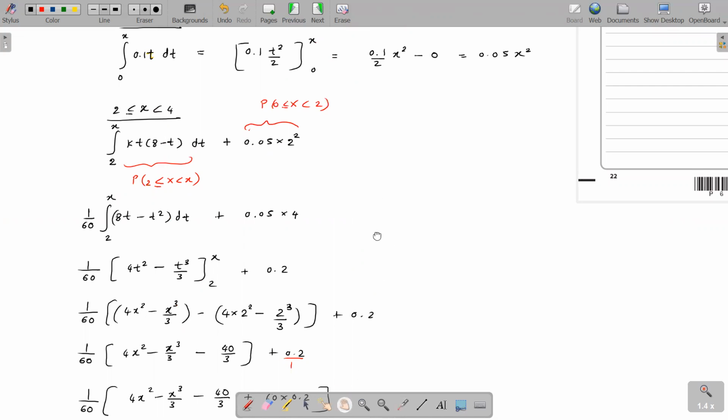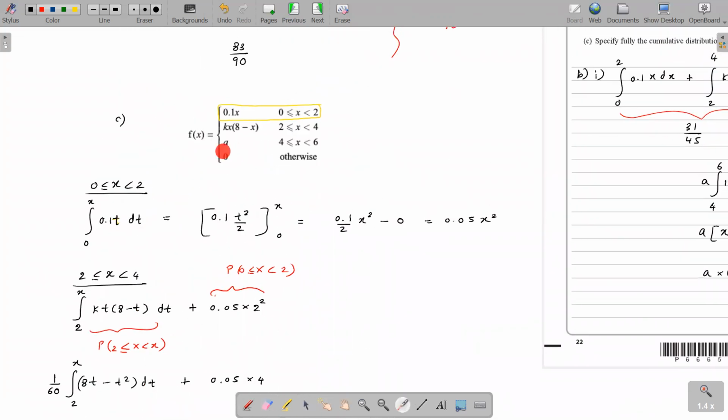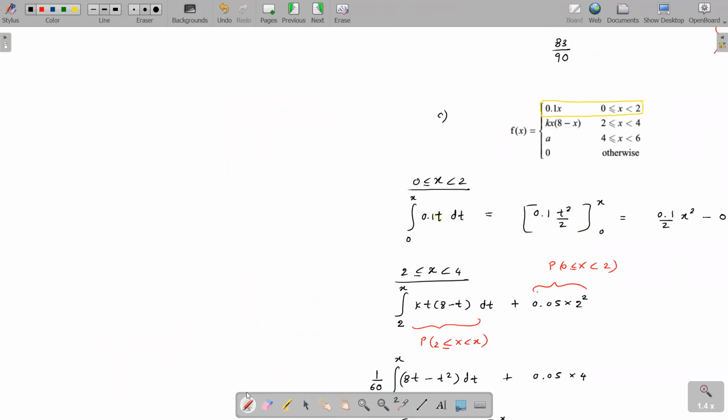Okay, so I'm not done with the CDF yet because you can see I have another part to find, right? So I have to get the CDF for x values between 4 to 6.